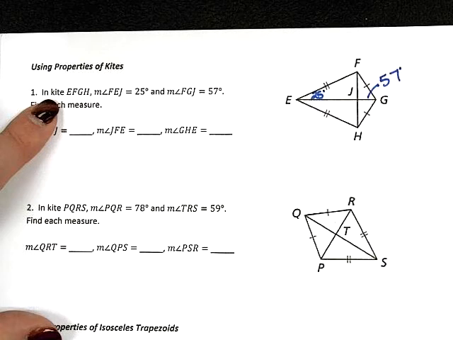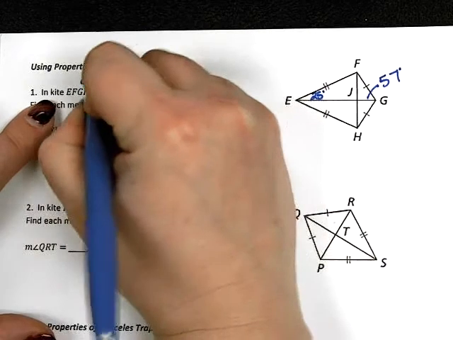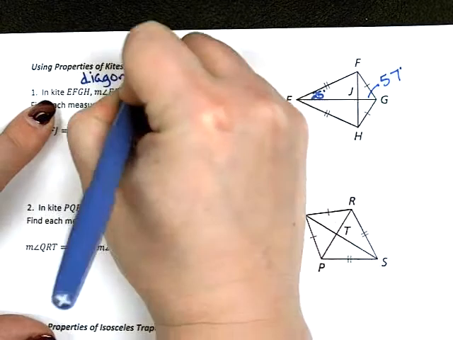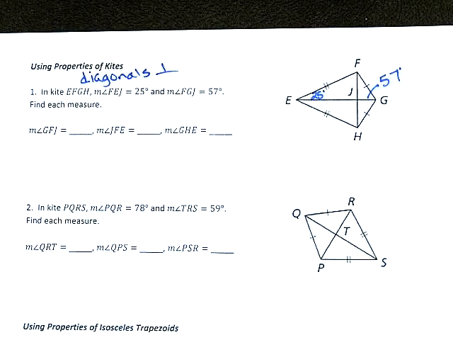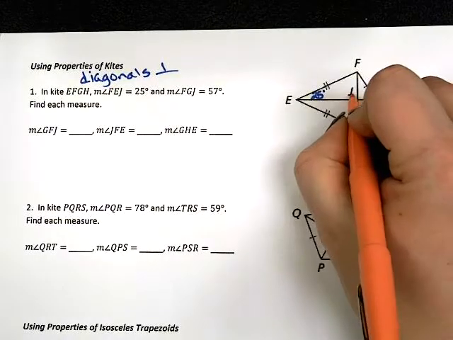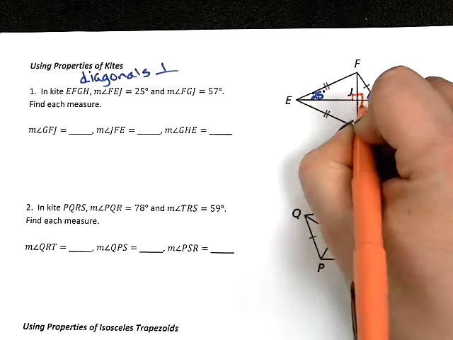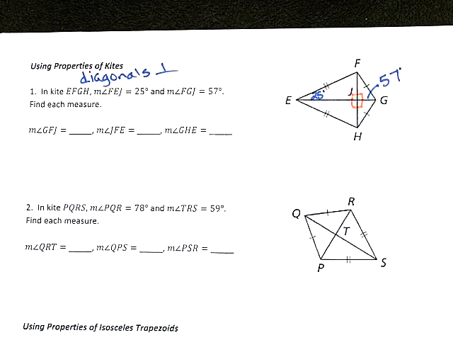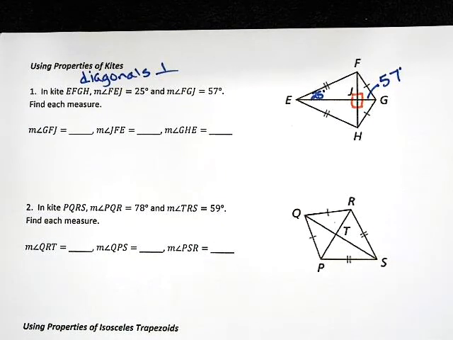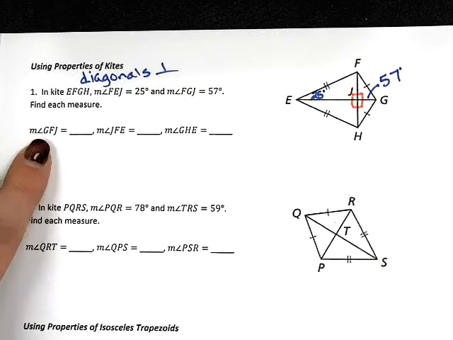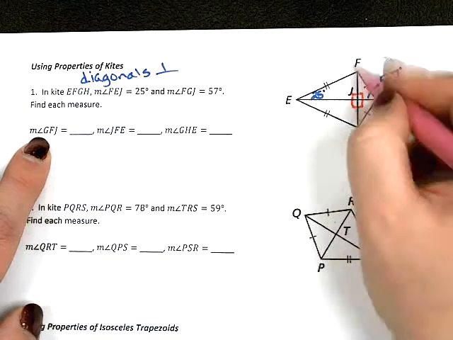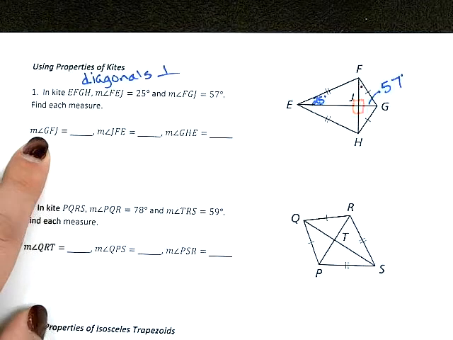The other thing that's pretty cool about kites is that the diagonals are perpendicular. Okay, so that means we get right angles. So I would, if I were you, draw in that box there so that we can see where the right angles are. Okay, so we are looking for the measure of angle GFJ first. So GFJ, that means we're looking for that angle right there.